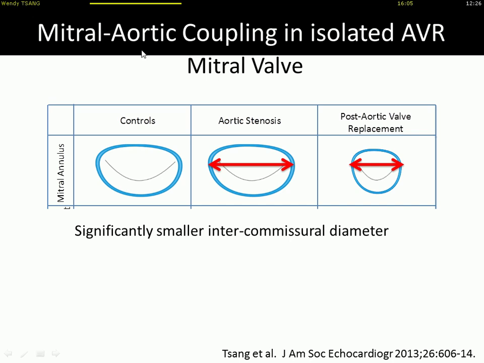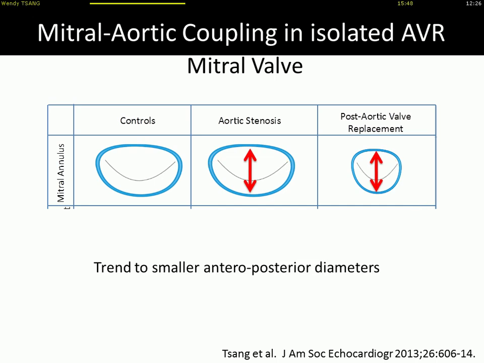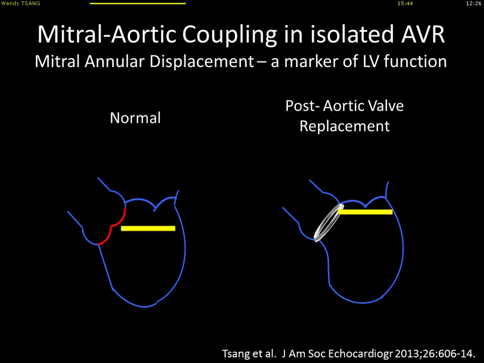So in this graph, we have controls on the left, aortic stenosis in the middle, and aortic valve post-replacement in the final column. We can see that there was no difference between controls and those with aortic stenosis in this population. However, after aortic valve replacement, the intercommissural diameter was significantly smaller, and the anteroposterior diameters were starting to get smaller. Mitral annular displacement was also reduced after aortic valve replacement, and this is a marker of LV dysfunction.